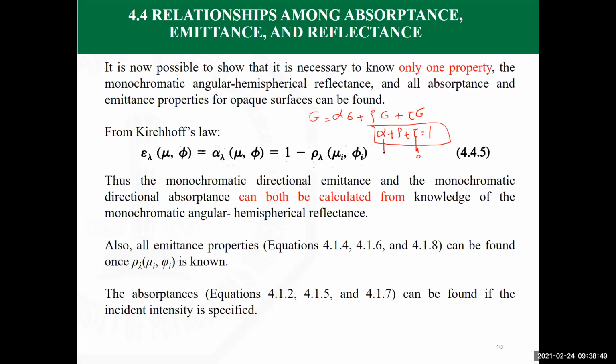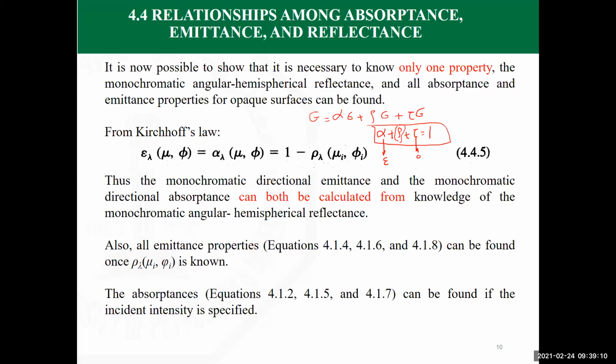But we know that alpha, according to the Kirchhoff law, is equal to epsilon. So epsilon plus rho is equal to 1, and alpha plus rho is equal to 1. So to determine alpha or epsilon, it would be enough if you have enough information about rho. You can determine the value of rho, out of which you can calculate epsilon and alpha, as you can see here.